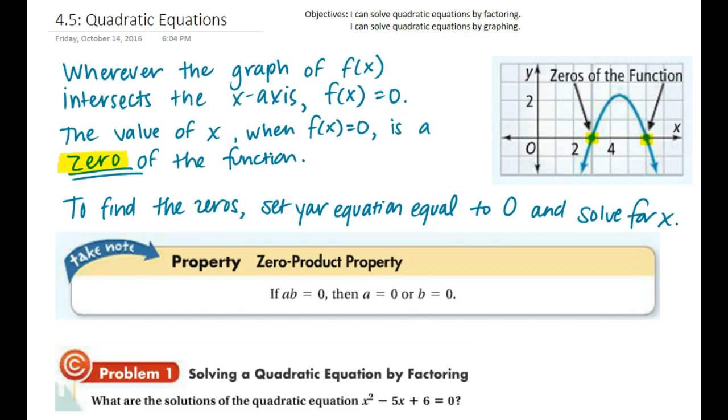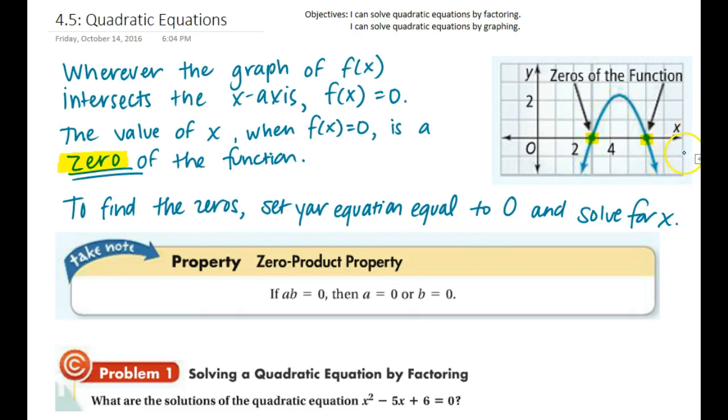Wherever the graph of f of x intersects the x-axis, the value of f of x, or y, is equal to 0. So the value of x when f of x is equal to 0 is called a zero of the function. So take a look at the graph at right. The points right here that are drawn, that are intersecting the graph at the x-axis, are called the zeros. So in this case, the zeros for this function would be x equals positive 3 and x equals positive 6.